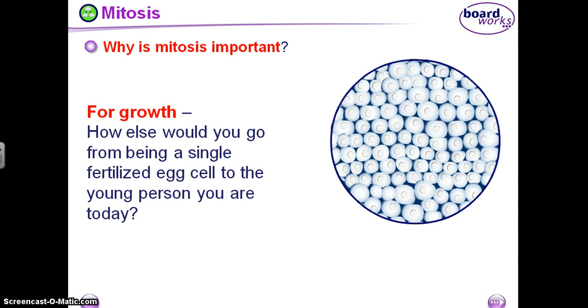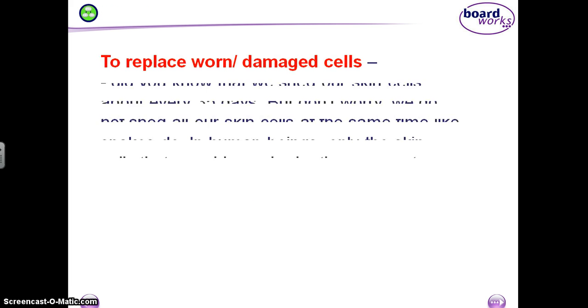Okay, so again, we do mitosis for growth. That's another reason why it's important. We already discussed this: you started off as one egg cell, and grew to the person you are today, to the 100 trillion cells that you are. We also do mitosis to replace worn and damaged cells.